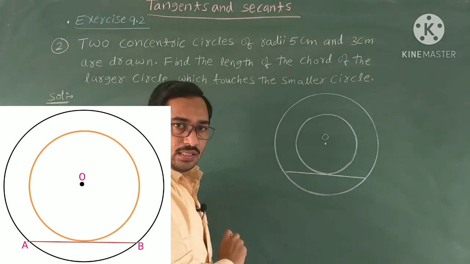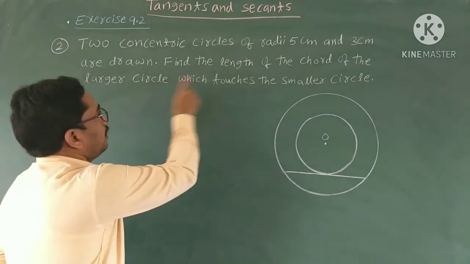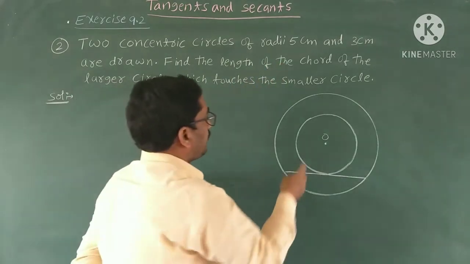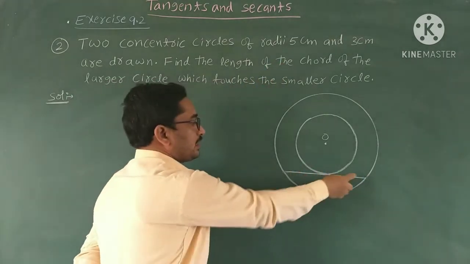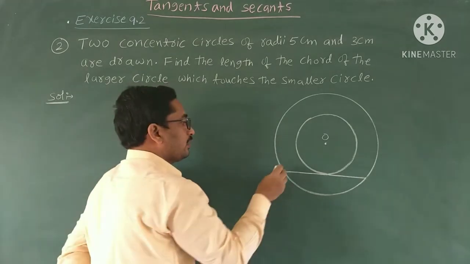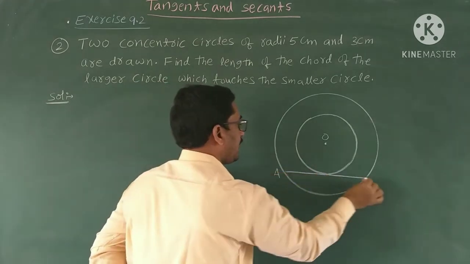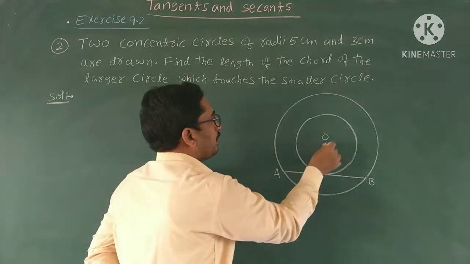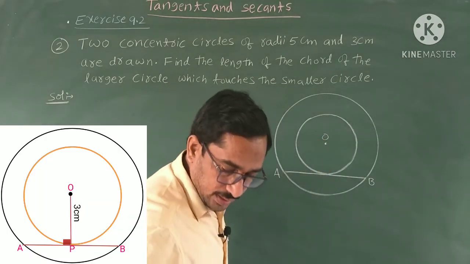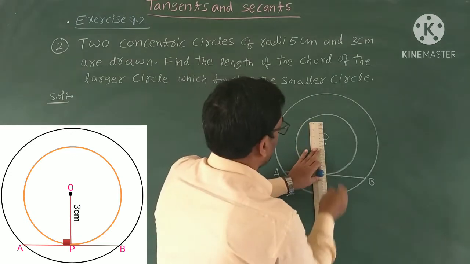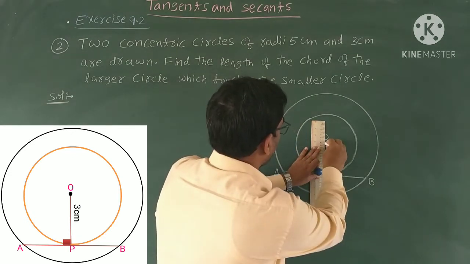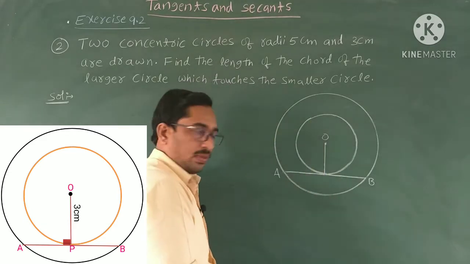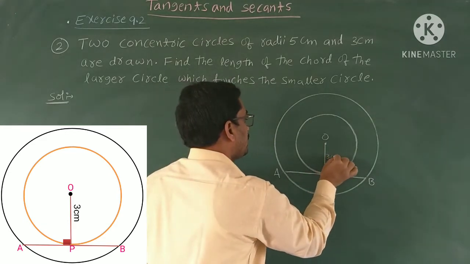Then find the length of the chord. We have to find out this length of the chord. Now, see here the chord AB, and next draw the radius. This is the radius of the smaller circle, 3 centimeters.